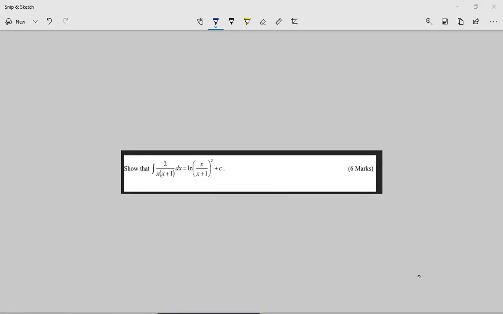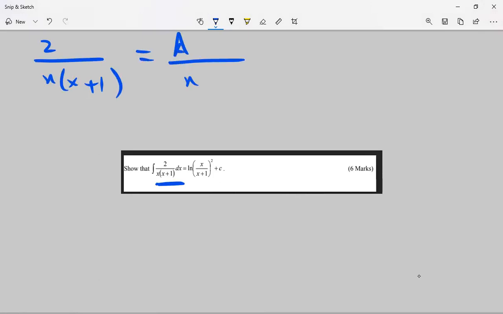See this question. That belongs to case number 1. Firstly, focus on this part only. Like 2 upon x into (x plus 1) can be written in the form of a upon x plus b upon (x plus 1). It's a partial fraction technique.